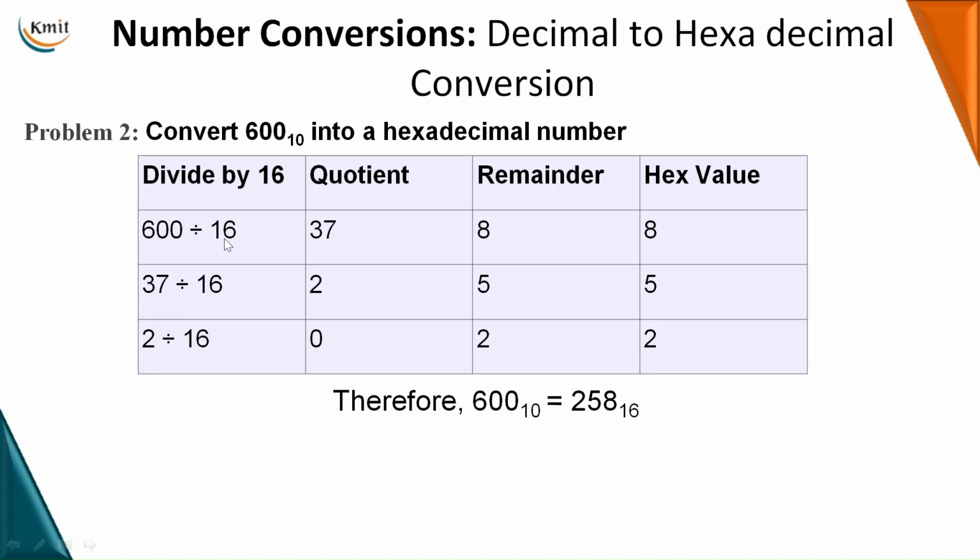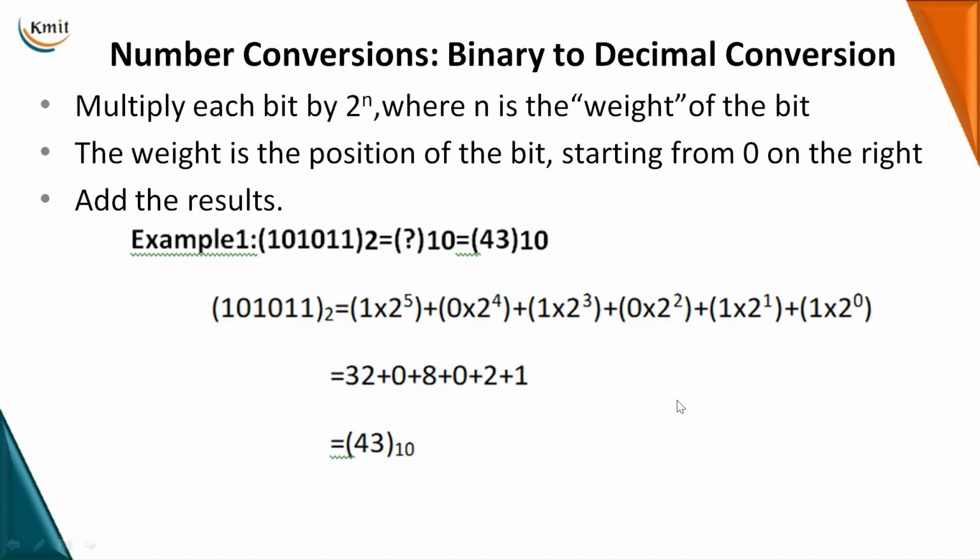600 divided by 16 gives 37, and 8 is your remainder. 37 divided by 16 gives 2, remainder 5. 2 divided by 16 gives 0, remainder 2. So your hexadecimal equivalent is 258 to the base 16.